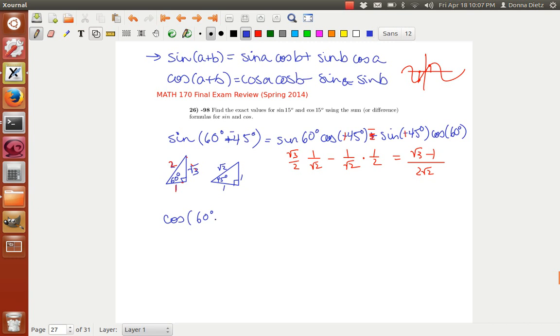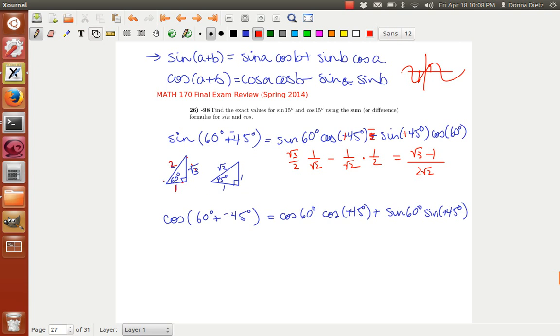Okay. So I'm going to do the same thing again for cosine. So I'm going to have cosine of 60, cosine of negative 45 degrees, minus sine of 60, sine of minus 45 degrees. And just as before, this negative sign gets to stay. It comes outside, whereas this negative sign we get rid of for free. And then we just work this out.